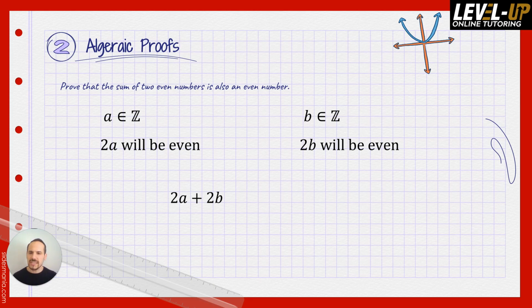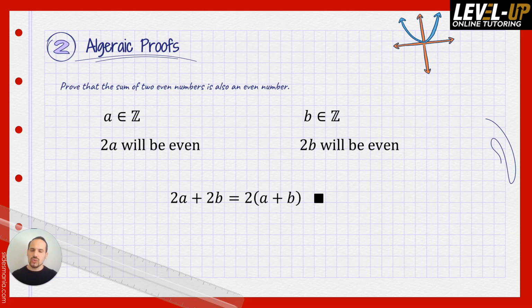So in order to show this is even, we need to show explicitly that there is a factor of 2 in this number. And we can do that by just factorizing out the 2. Like that, and that's the end of the proof. And when we finish a proof, sometimes we put this little square at the end. It signifies the end of proof. You don't have to do that, but that is what mathematicians normally do.